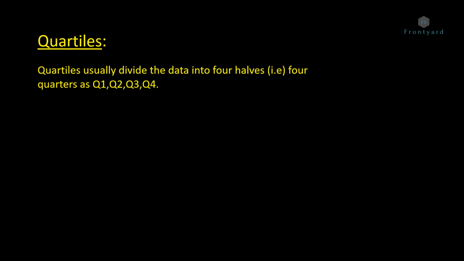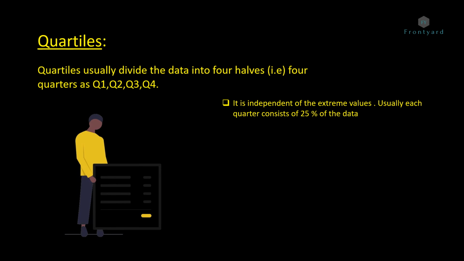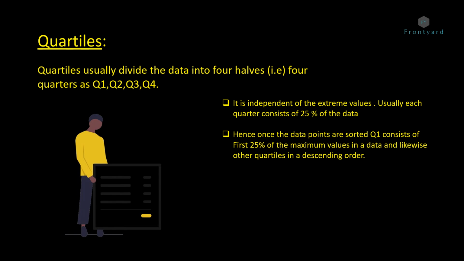Quartiles. Quartiles usually divide the data into four parts, that is, four quarters as Q1, Q2, Q3, and Q4. It is independent of the extreme values. Usually, each quarter consists of 25% of the data. Hence, once the data points are sorted, Q1 consists of the first 25% of the values in the data, and likewise, other quartiles will follow. Interquartile range is defined as the difference between the third quartile and the first quartile. Symbolically, it is represented as Q3 minus Q1.